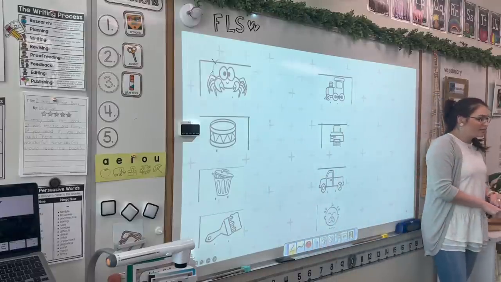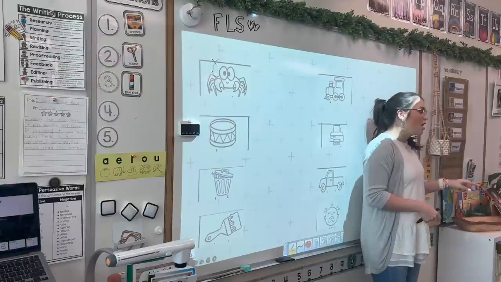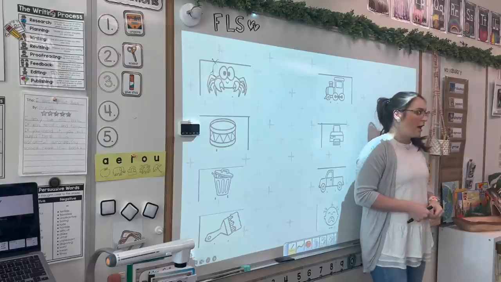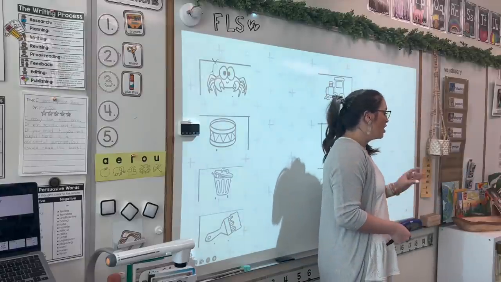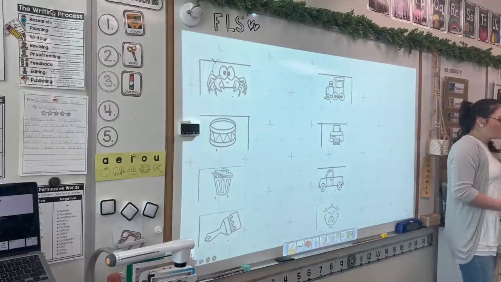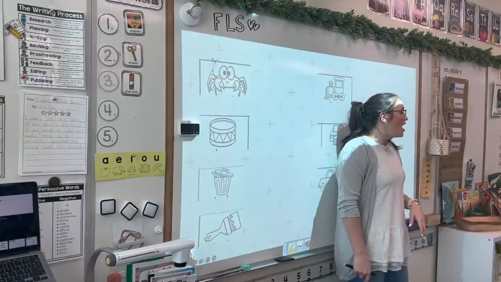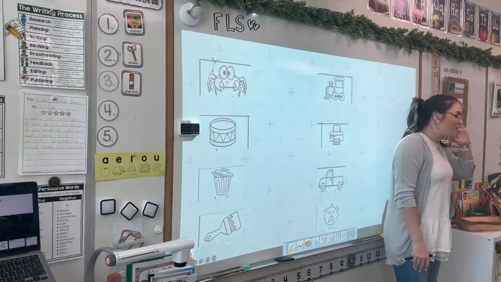We have practiced L blends. Today, we're gonna be doing R blends, like in the word tree or free. Do you hear that R sound? Yes. Okay, what is this a picture of? Crab. A crab. Let's stretch all the sounds.